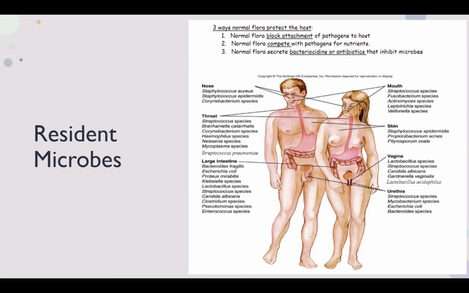But essentially, she'll ask for one resident microbe, and then she might ask why resident microbes are important. Remember that they help block attachment of pathogens. They also help compete for nutrients and resources, and they also secrete their own antibiotics that inhibit the microbial growth of foreign microbes. Again, not a very complicated one, but definitely one that I've seen people miss too often on this exam.